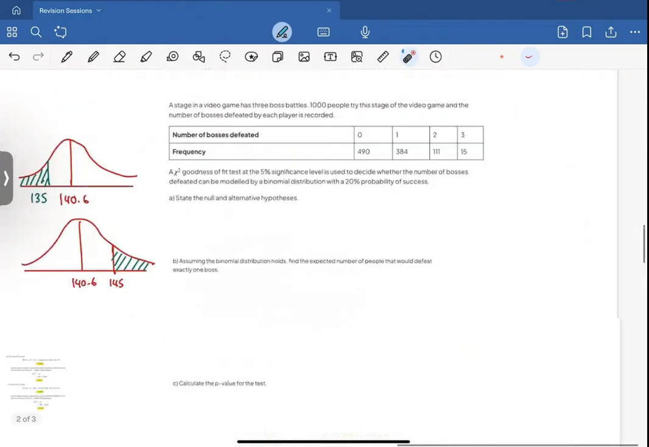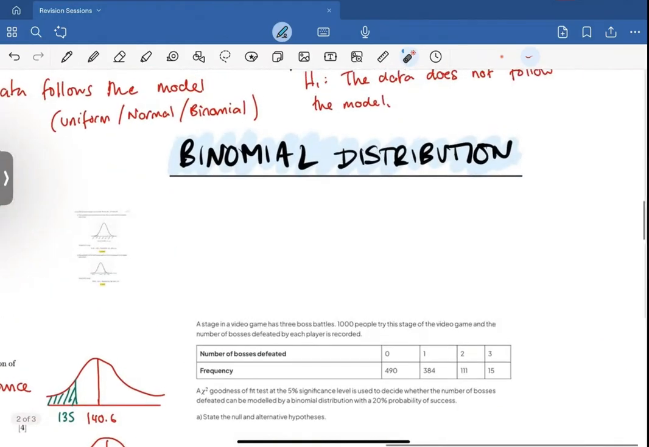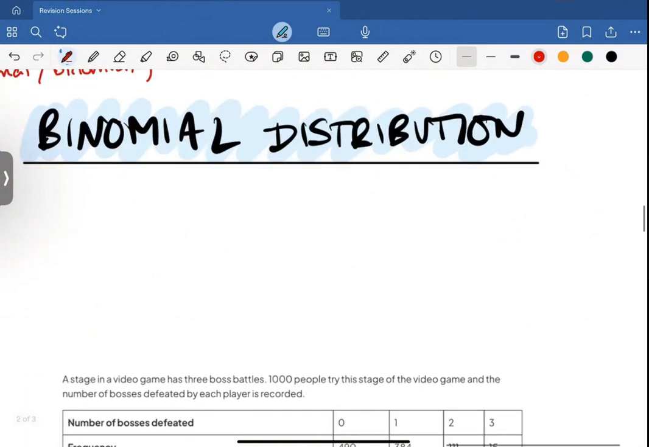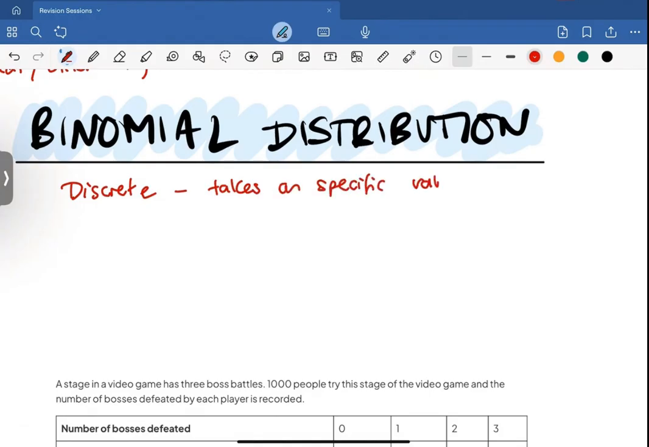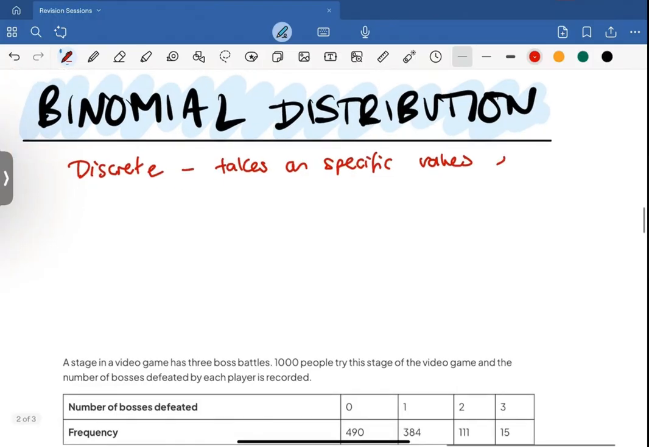Okay, so on to our last one. The last one is the binomial distribution. So what's the key things here to remember is that binomial is discrete, e.g. it means that it takes on specific values, e.g. number of pets or siblings. You can't have 3.5 pets, you can't have 7.83 siblings.